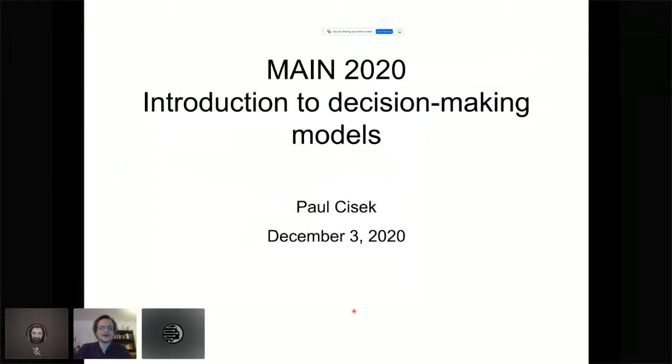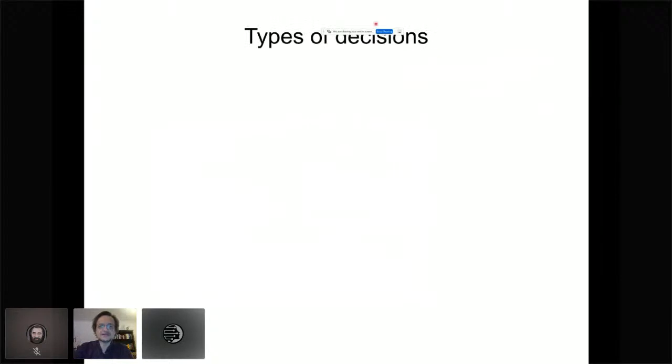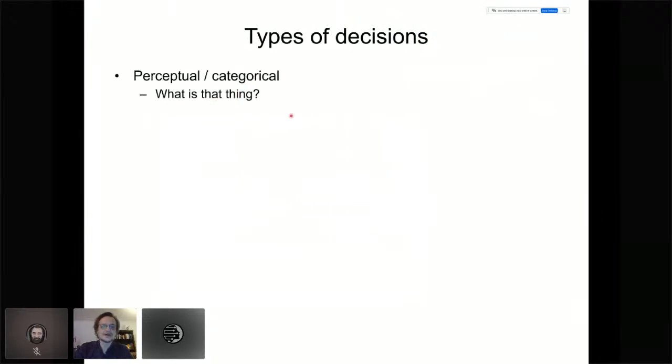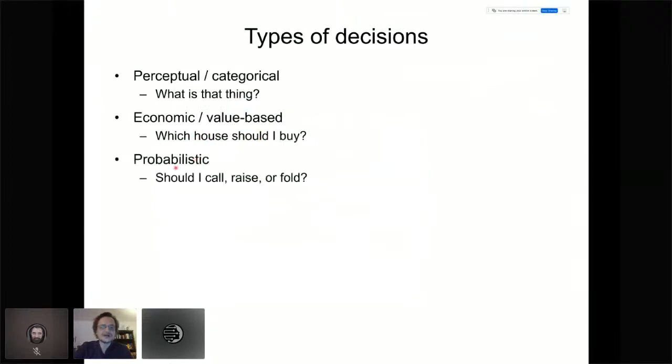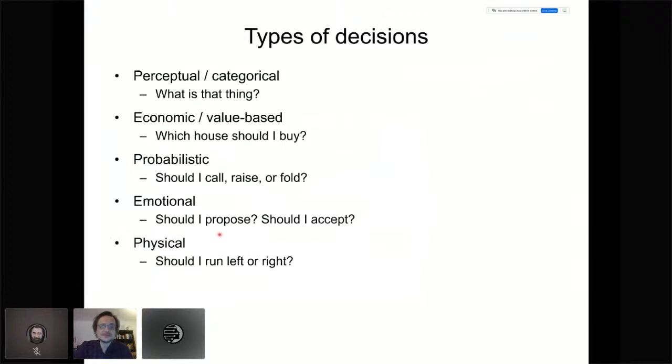Thanks for inviting me to do this. I'm going to describe an introduction to models of decision-making, which is one of the things I study. Now, there are many different kinds of decisions. There are perceptual decisions, where you try to decide what something is that you're looking at. Economic decisions, where you weigh costs and benefits of various purchasing choices. Probabilistic decisions, where you just take guesses. Emotional decisions, where you make big life choices based on subjective factors. Simple physical decisions, such as to go right or left around something. And of course, scientific decisions, such as what kind of decision making should I study.